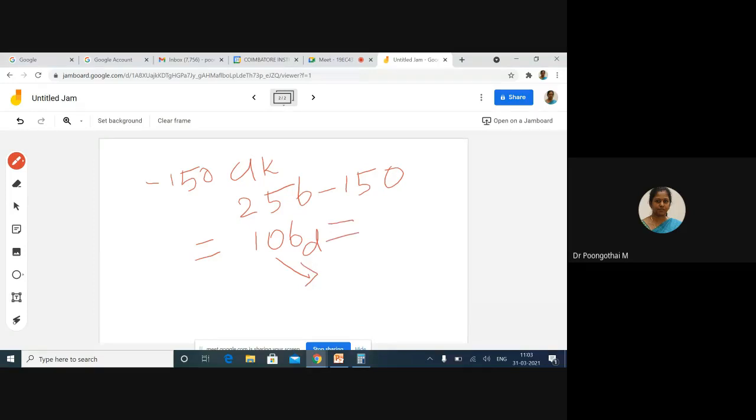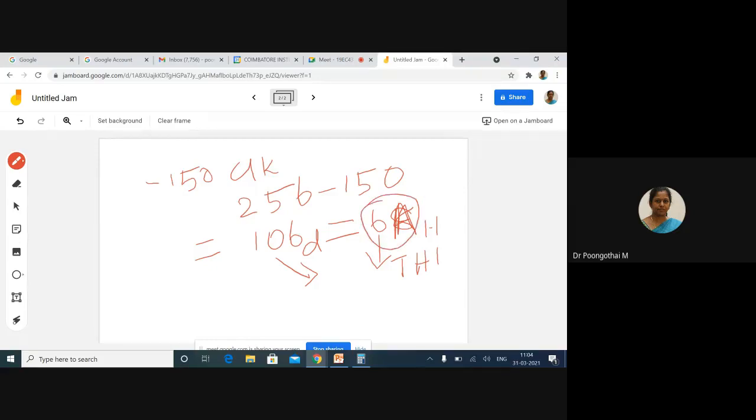So this is your initial value of timer. What is the hexadecimal value for 106? 68. So this value must be loaded into your higher order register. Once the timer gets started, this will be your initial value.